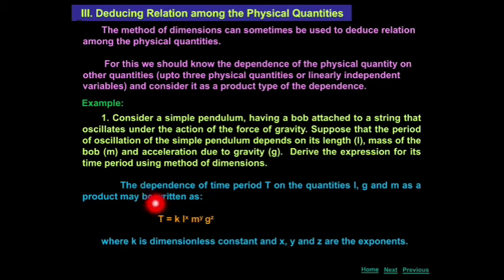That constant becomes k, the proportionality constant, or dimensionless constant, and T is directly proportional to L, m and g. Next, it will be converted into dimensions.